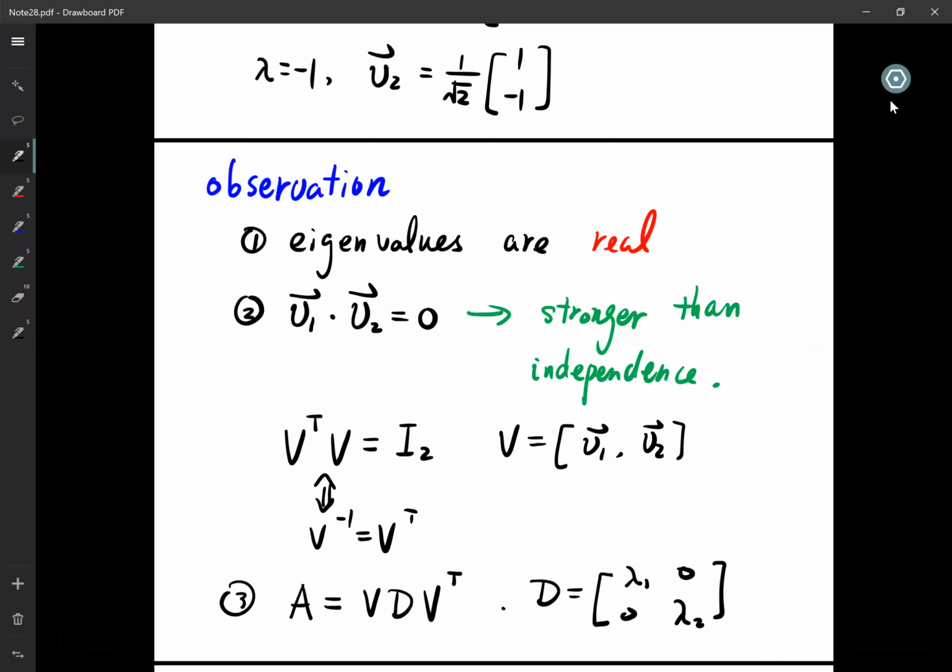Professor, what do you mean by stronger than independence? Stronger means that if two vectors are orthogonal to each other, then they must be linearly independent, but not necessarily the other way. Two vectors that are linearly independent are not necessarily orthogonal to each other. Okay, thank you.